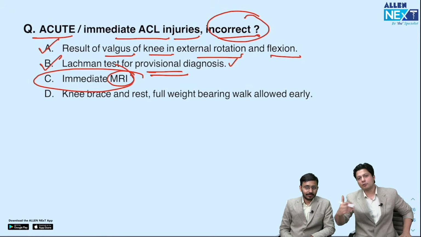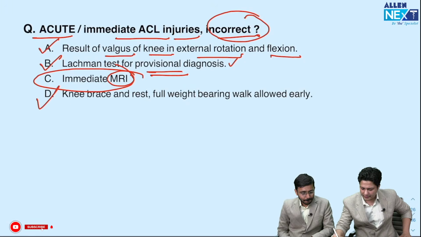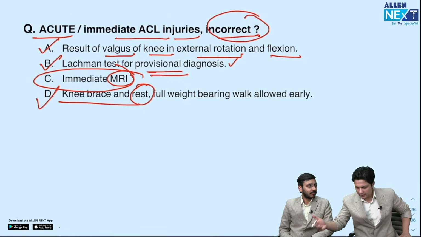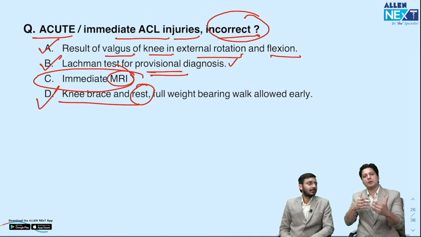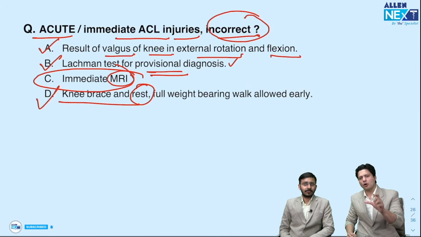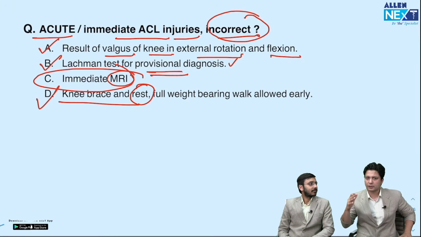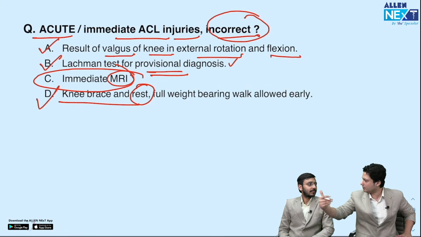Right, sir. But before marking the answer, you have to rule out the other options also. Like knee brace is given, rest is advised, full weight bearing walk is allowed. Yes, it is allowed because it is not a weight bearing kind of ligament. It is just a stability providing ligament, and you can ask the patient to bear weight based on his or her requirement. But you have to fix the knee by provision of external support in the form of a knee brace. So bed rest is not provided; the patient is not asked to go for complete bed rest.